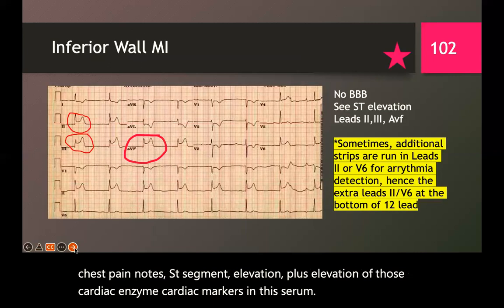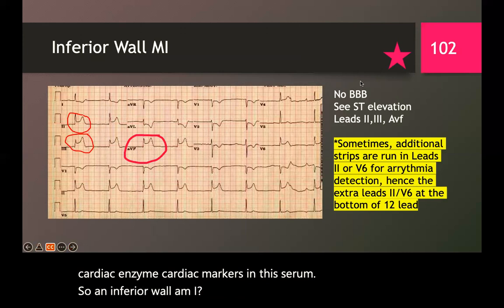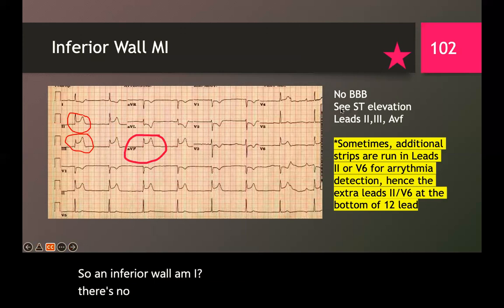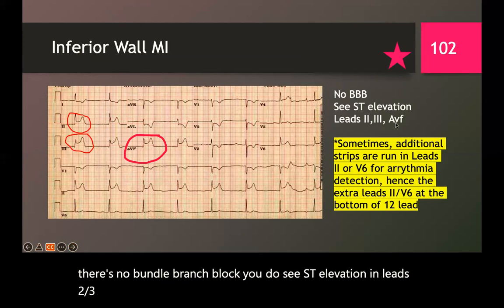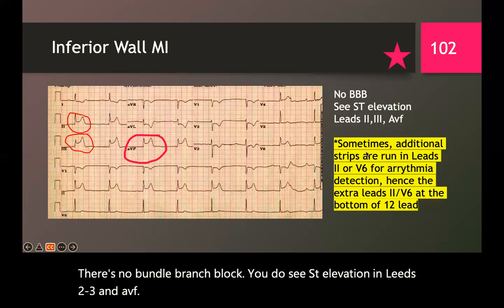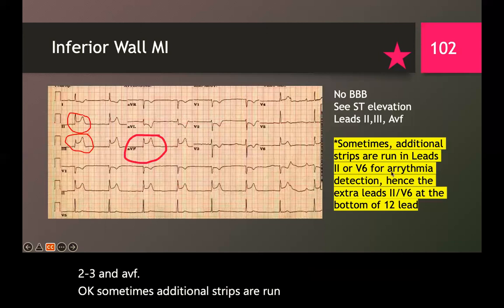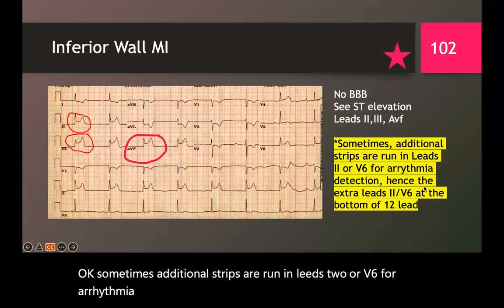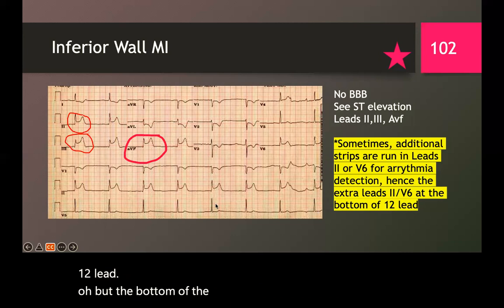Okay, so an inferior wall MI. There's no bundle branch block. You do see ST elevation in leads 2, 3, and AVF. Okay, sometimes additional strips are run in leads 2 or V6 for arrhythmia detection, hence the extra leads 2, V6 at the bottom of the 12 lead. Oh, the bottom of the page, yeah. So they did an extra one just to really look at it.